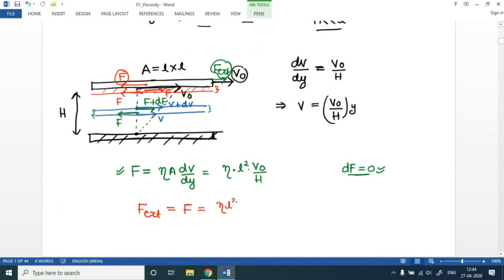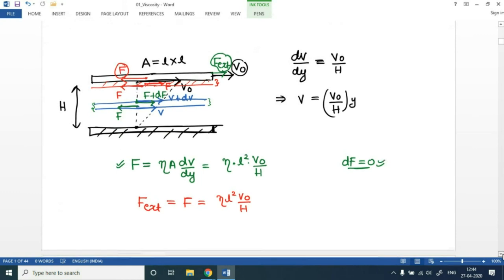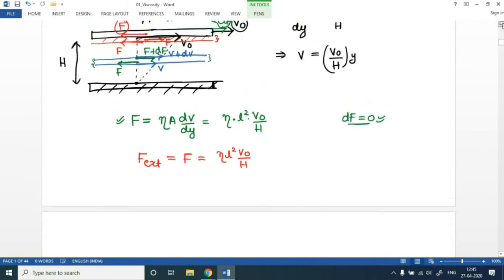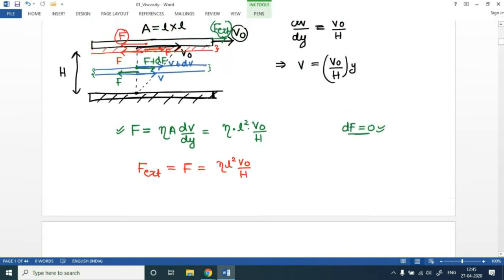and that is eta L square into V naught by H. So that is the magnitude of external force which we need to apply on the upper plate in order to move it with constant velocity.